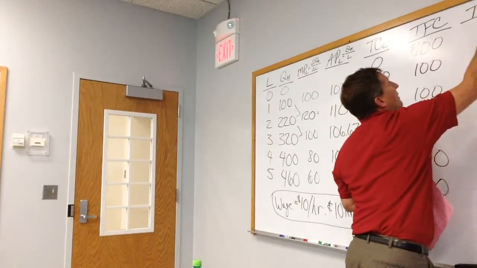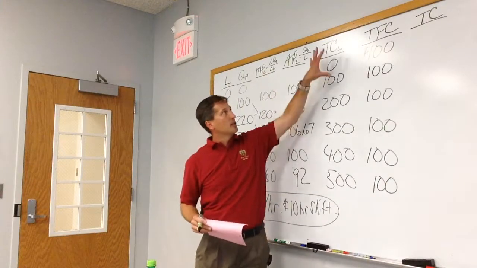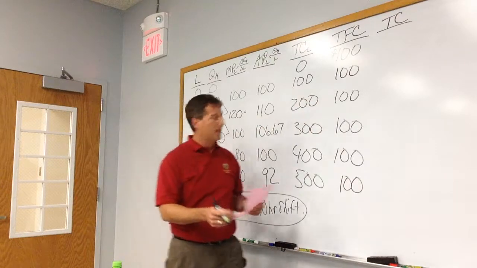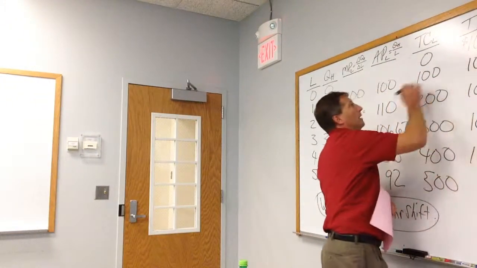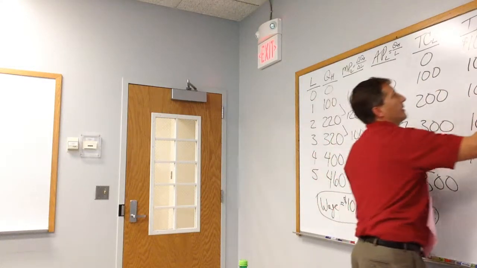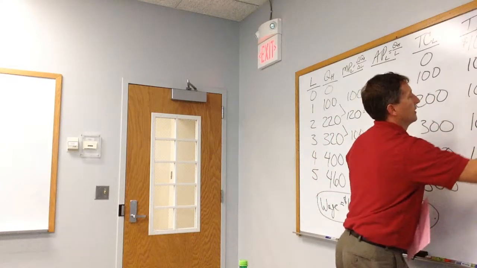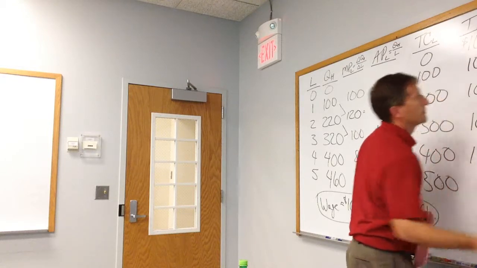Total cost. Again, we've kind of simplified things into just this is our only two costs. So all I want to do is add those together. 100 plus 0 is 100. 100 plus 100 is 200. 300. 400. 500. And 600.